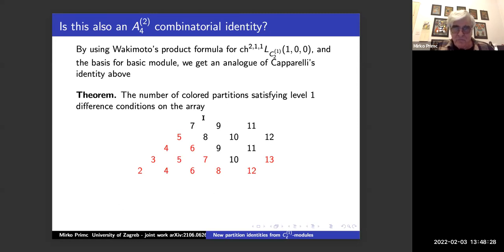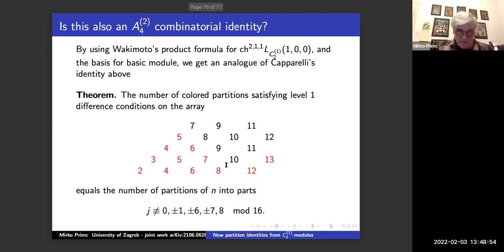So what happens is that, except at the beginning, all integers appear twice. So we have 4, 4, 5, 5, 7, 7, 6, 6. All of them appear twice. And so the number of colored partitions satisfying level 1 difference condition on this array equals the number of partitions of n into parts not congruent to 0, plus or minus 1, plus or minus 6, plus or minus 7, 8 mod 16.